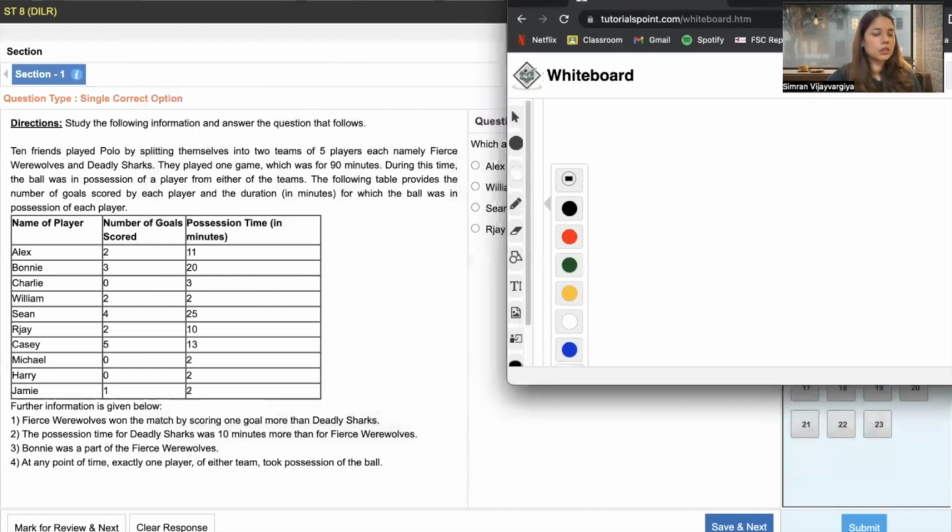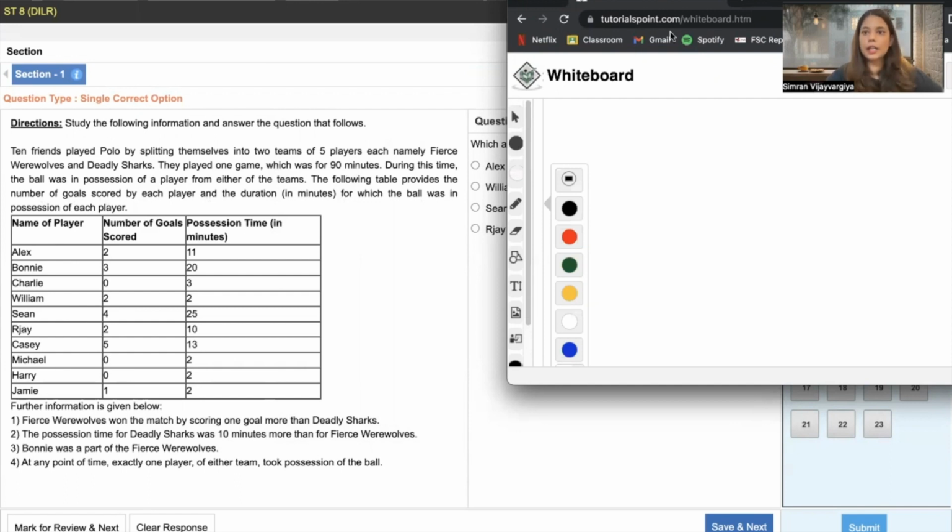For the next question, we have 10 friends who played polo by splitting themselves into two teams of 5 players each, namely Fierce Wearables and Deadly Sharks. They played one game, which was for 90 minutes. During this time, the ball was in possession of a player from either of the teams. The following table provides the number of goals scored by each player and the duration for which the ball was in possession of each player.